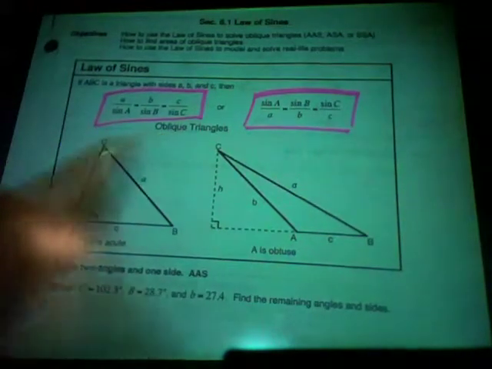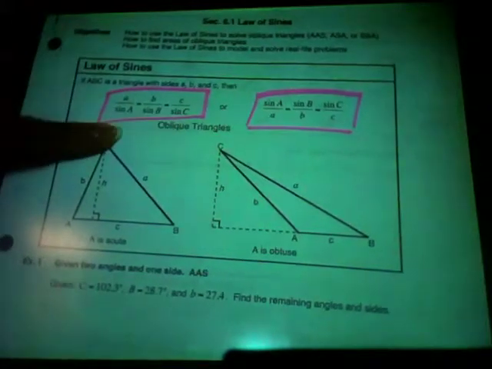So you might have little a and both of these angles, so you'll set up this proportion right here. Or if you only know angle C and angle A, and you know side C, you'll use those 2 ratios there. It depends on what you have. It doesn't matter to me which one you memorize, but you do have to memorize those. I won't give them to you.